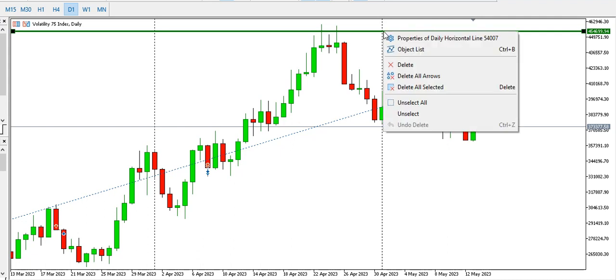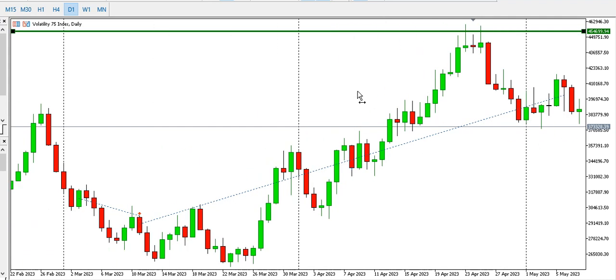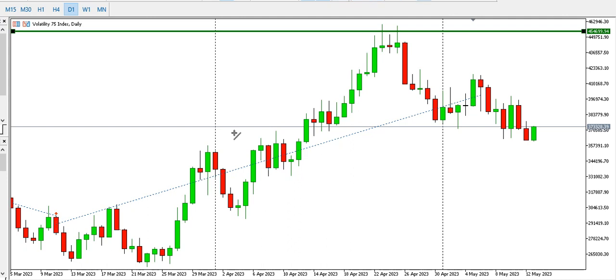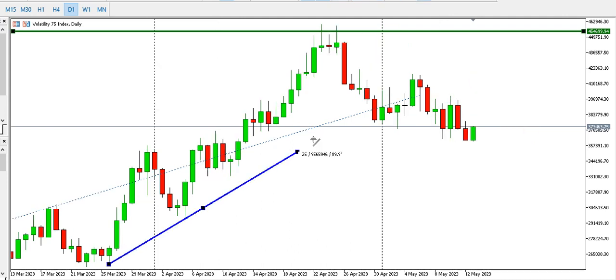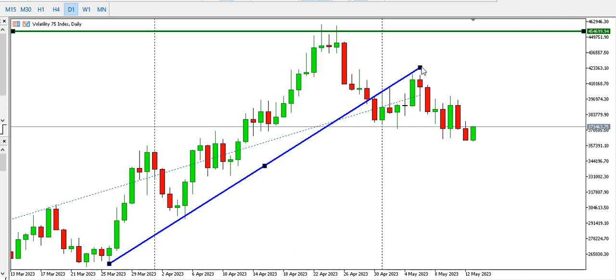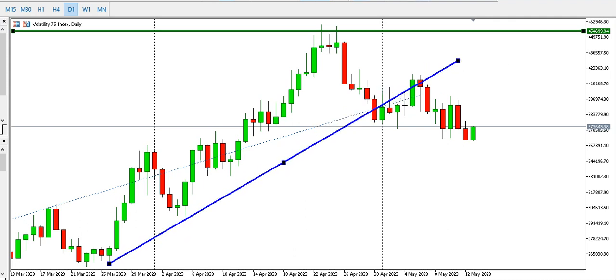On this daily time frame, I have V75 index showing me that price was initially bullish, but we now have a retracement. Look at this retracement. It's a retracement because I was expecting a higher momentum, but it's as if the momentum is really slow.